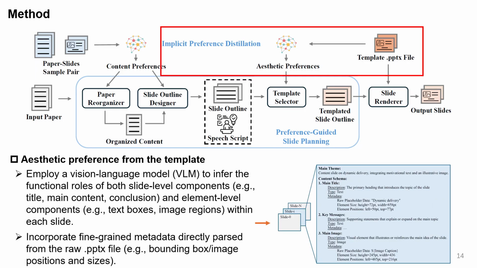In parallel, we distill layout-related aesthetic preferences from the provided template file. We employ a visual language model to infer the functional rules of both slide-level components and element-level components within each slide. In addition, we incorporate fine-grained metadata directly parsed from the raw .pptx file. The resulting structured schema serves as a layout grounding mechanism that facilitates subsequent template understanding and selection.